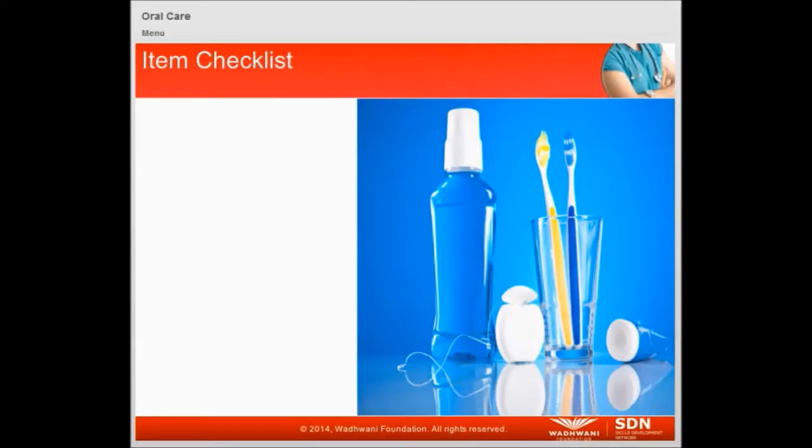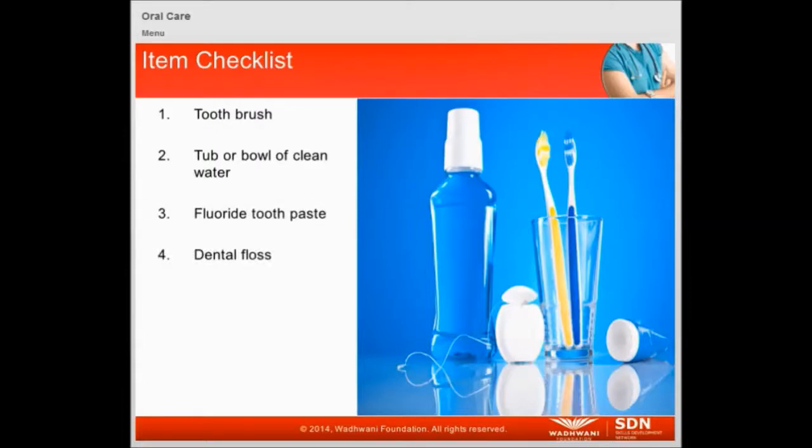Take a look at this item checklist for oral care. 1. Toothbrush. 2. Tub or bowl of clean water. 3. Fluoride toothpaste. 4. Dental floss. 5. Towels or tissues. 6. Mouthwash. 7. Bib.